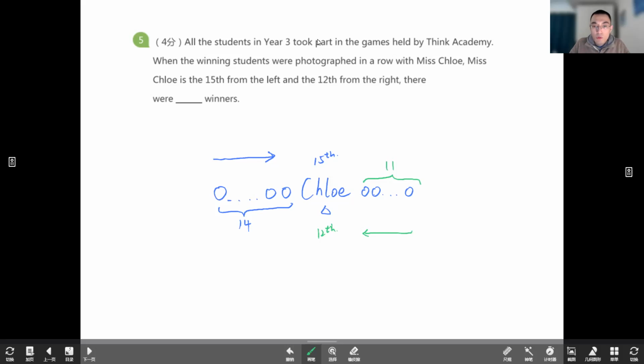Okay. So excluding Miss Chloe, because Miss Chloe is the teacher, we want to find how many winners there are altogether. So if we take these 14 students and these 11 students and add them up, we find the sum, 14 plus 11, and that will give us the number of winners, 25. So there are 25 winners altogether.